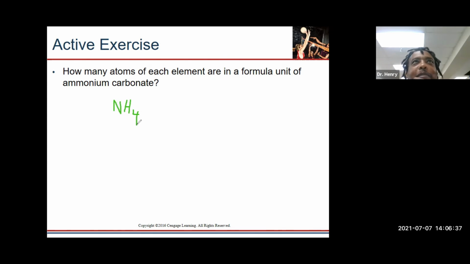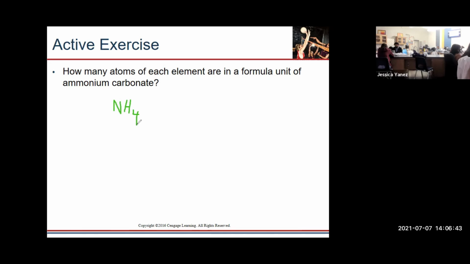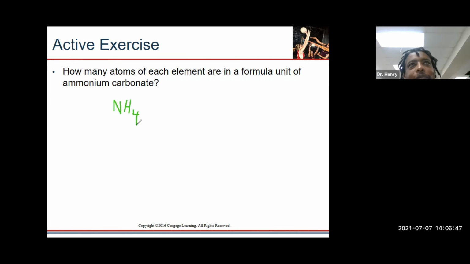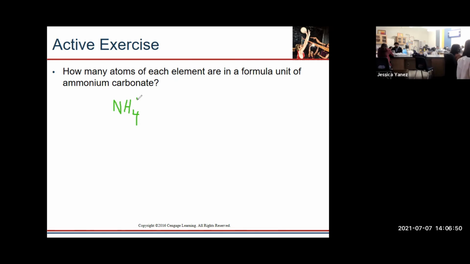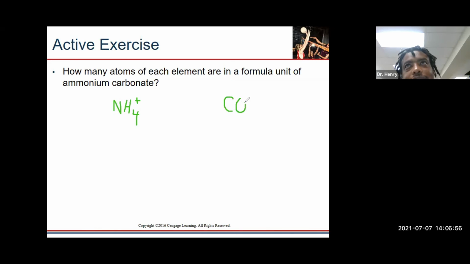Leanne, tell me about carbonate. Give me the chemical formula for carbonate. It is CO3, and a 2 minus charge. Okay, so Haley told me that ammonium is NH4 plus, and Leanne told me that carbonate is CO3 2 minus. So how many ammoniums will I need to balance out the carbonate? 2. I'll need another one, right?